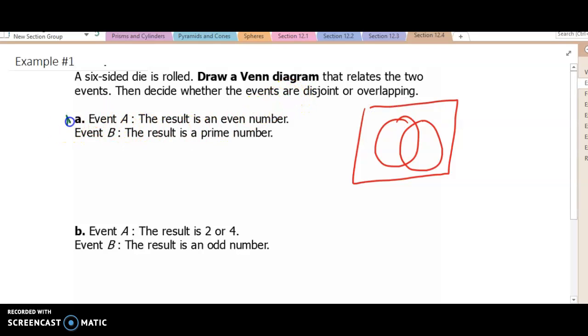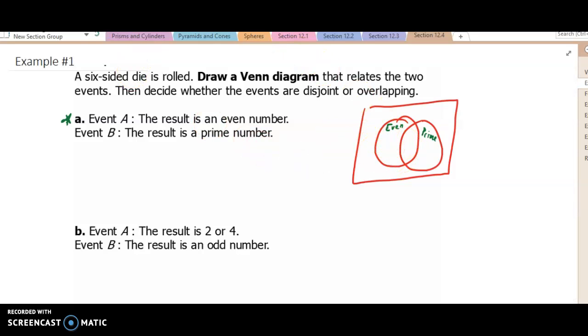And for part A, the two events we're talking about are: the result is an even number. So I'm just going to put even here. You could put A if you want, but I'm going to put even, otherwise I'll forget. And then B is if it's prime. Okay, so a 6-sided die is rolled, so we're going to have 1 through 6 somewhere on here.